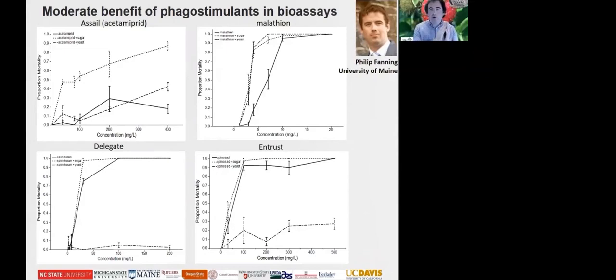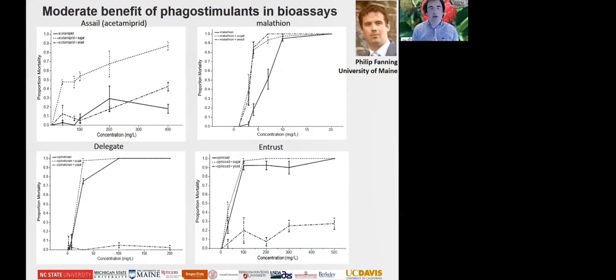If you go from the top left across, you can see acetamiprid benefited probably the most from sugar. The dark line is the active ingredient only. Then the fine dotted line is the active ingredient plus sugar. And the other line, a dot and a longer dash, is the active ingredient plus yeast.